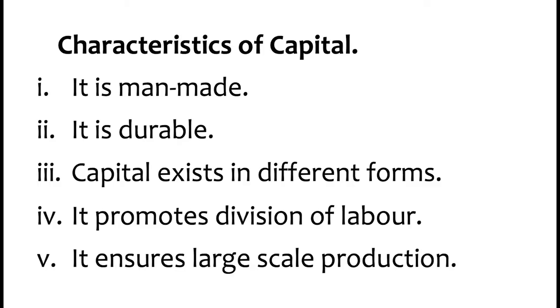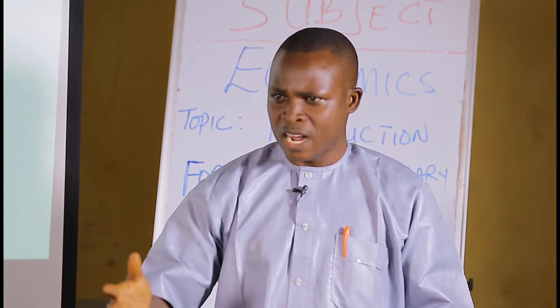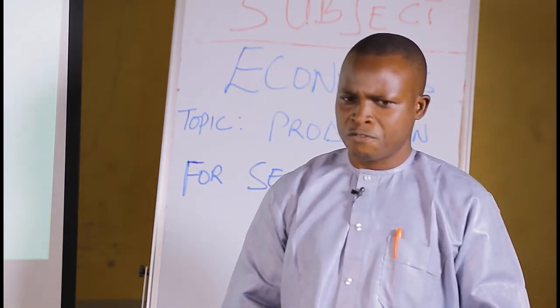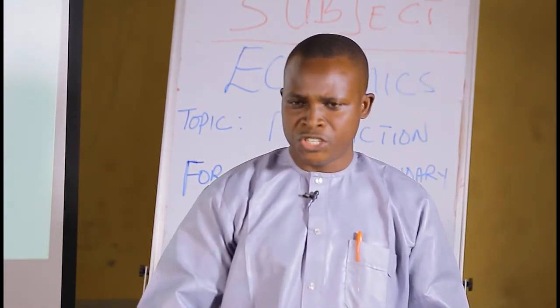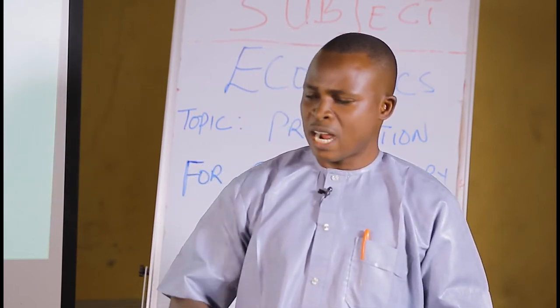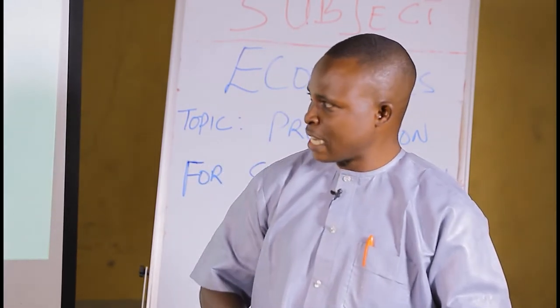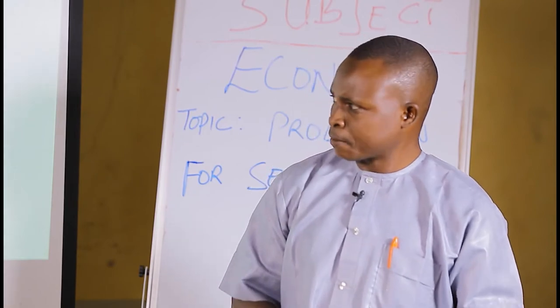Number three, capital exists in different forms. We have buildings, we have physical cash, we have machines, we have motor cars, and the rest of them. They are examples of capital.